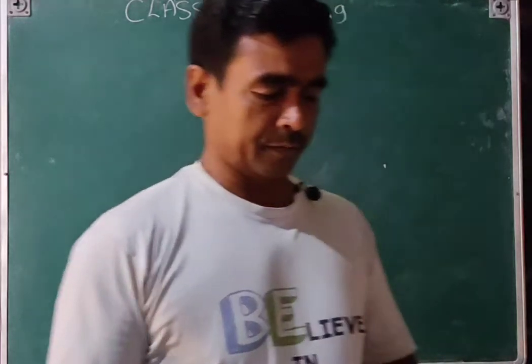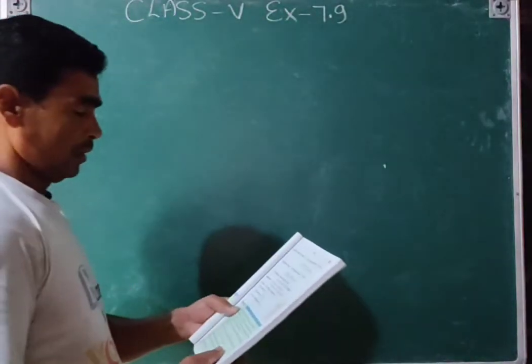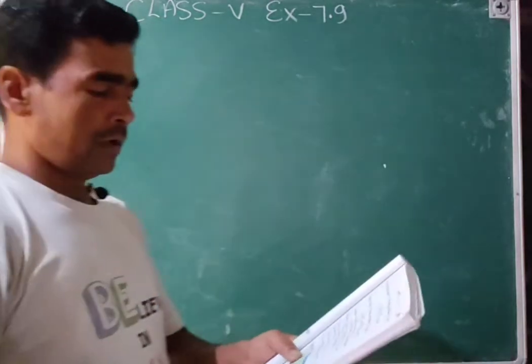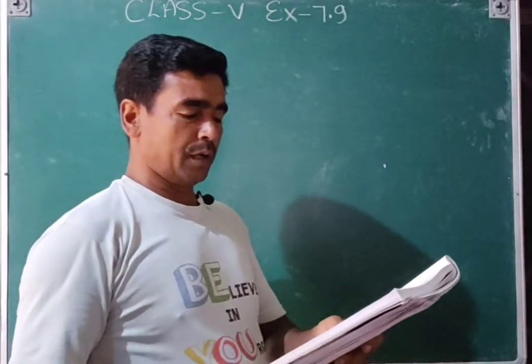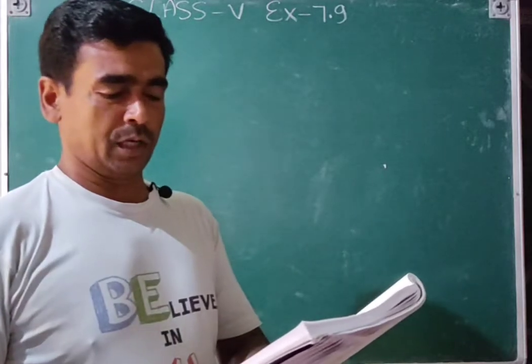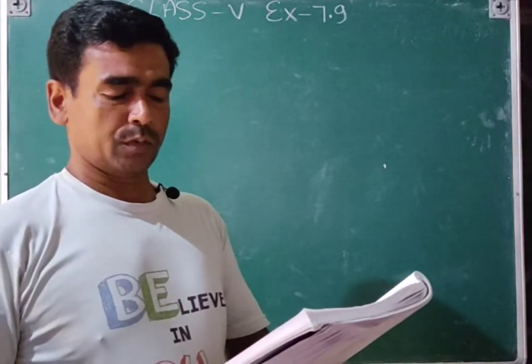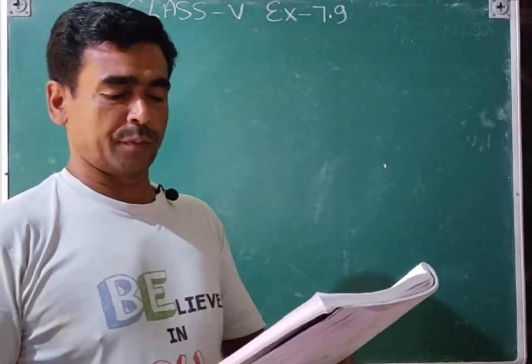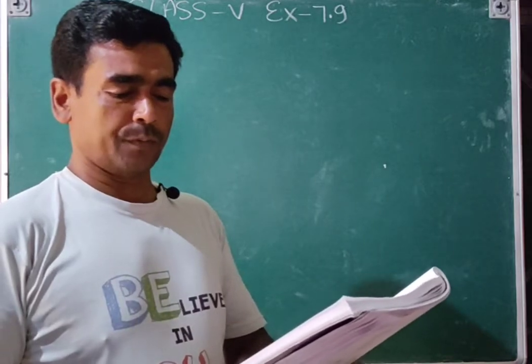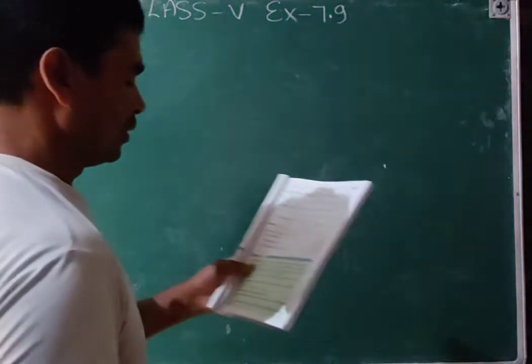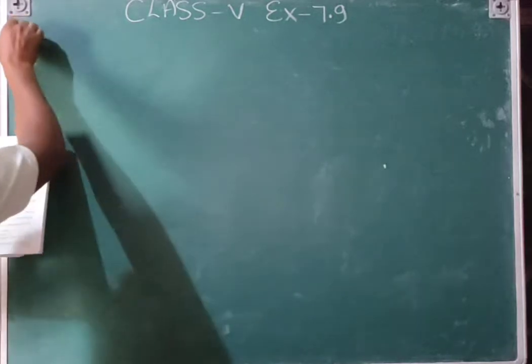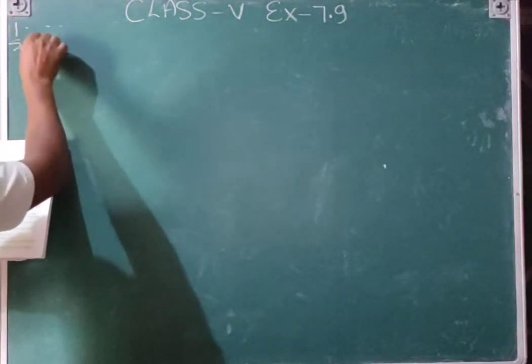Exercise 7.9. First question. Prem bought 28.5 kg ghee for rupees 2992.5. Find the price of ghee per kg. So that will be the first question. Solution.